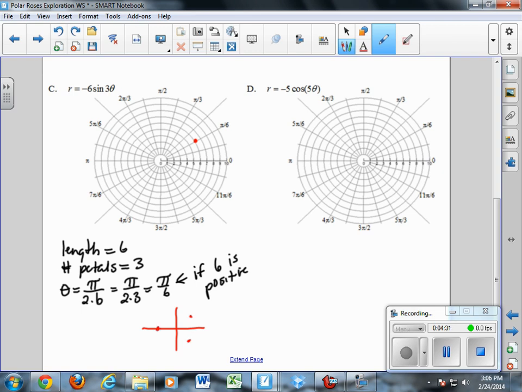So I'm just going to make a little dot. There's another petal here, and my third petal is going to be, no, I did that wrong. Take that back. 120 degrees away would be a petal straight down, and then the other petal is going to be right there at 5 pi over 6. So that would be where the 3 petals would be located if 6 were positive. But since 6 is negative now, I'm going to go 180 degrees opposite each one of these points. So there'd be a point at 7 pi over 6, a point at 11 pi over 6, and a point at pi over 2. And here would be my graph.